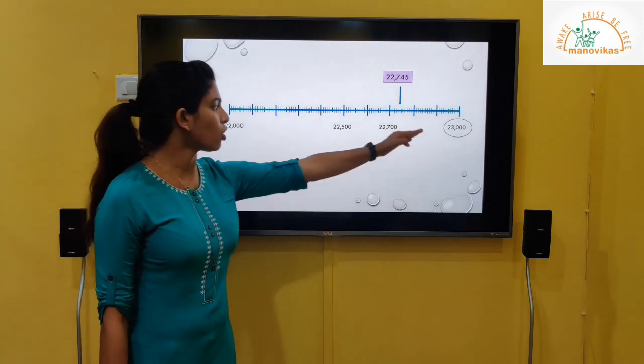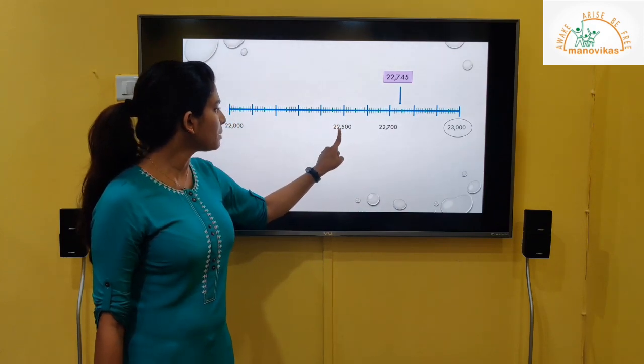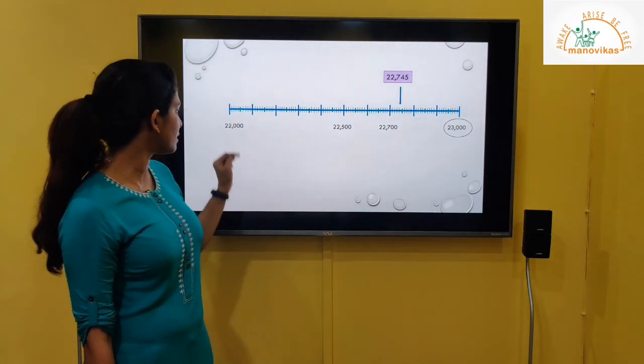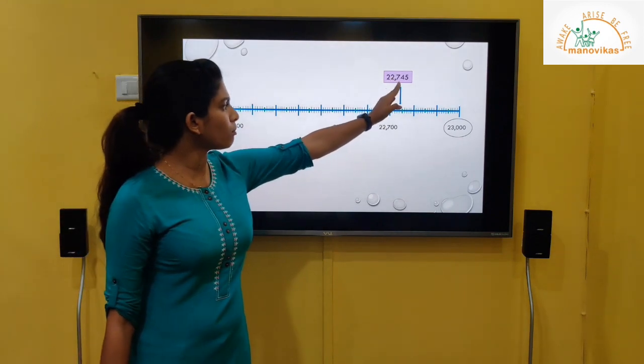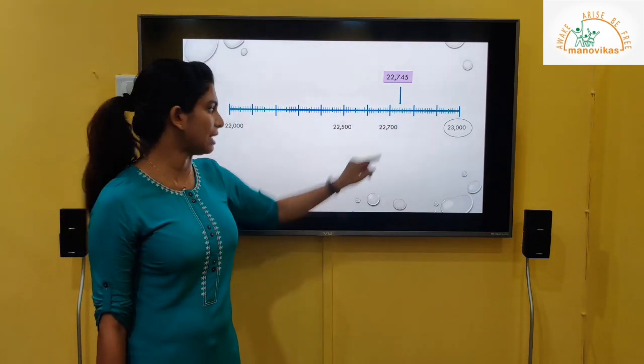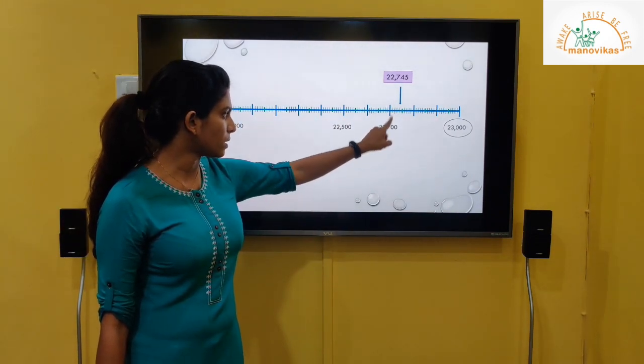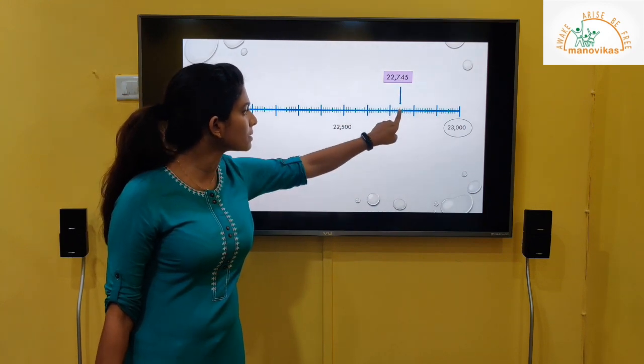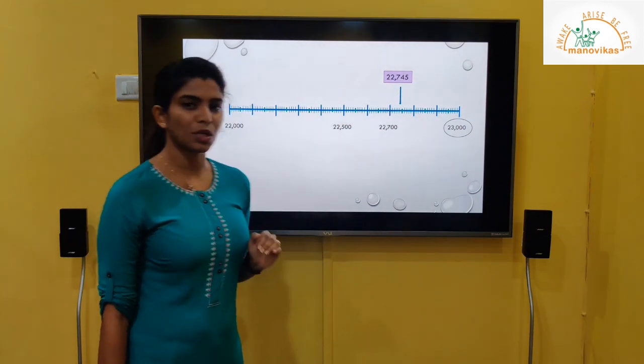One more example. 22,745. It's already marked here. So the midpoint was 22,500. Okay. Then I had to mark 22,745. So I marked 22,700. So it comes somewhere here. This number. So it is close to 23,000.